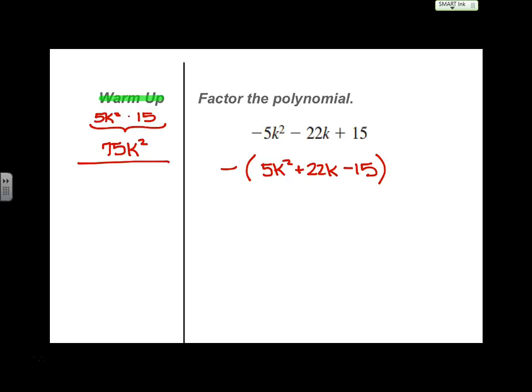The last sign is negative, right guys? So we know that we need to do opposite signs in the sense of the signs must change. So we're going to do one positive and one negative. But let's just start thinking about our factors. If we have 1k and 75k, can those subtract, whether the negative is here or whether the negative is here? No. That's not going to make what we're looking for, which is 22, right?